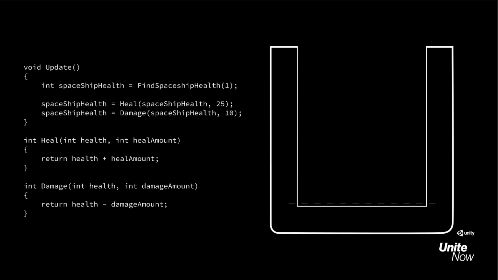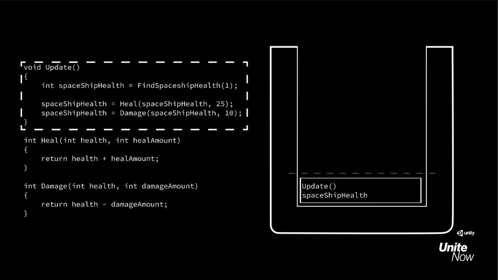other functions. In this example, you can see how we first put the update and the spaceship health values. So as we start executing our update, we reach the update and we stack, or we push, the function itself and the variable that we define there. Then as we continue through the execution of our update, we call the heal function, and you can see how we push the heal function and the two parameters that we're sending.